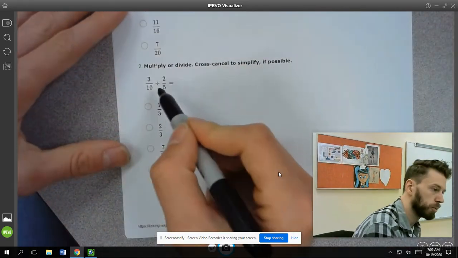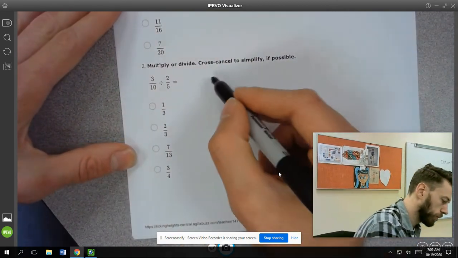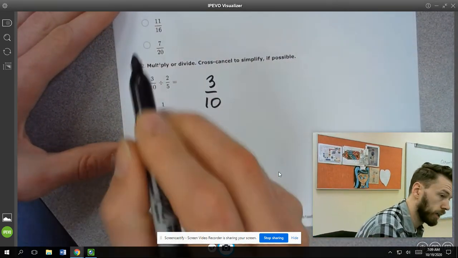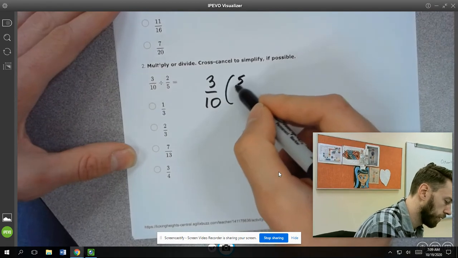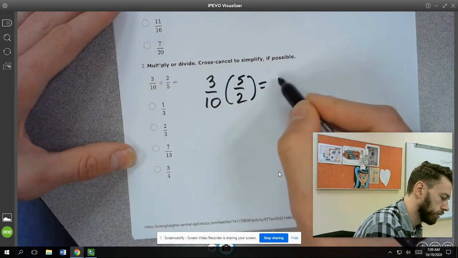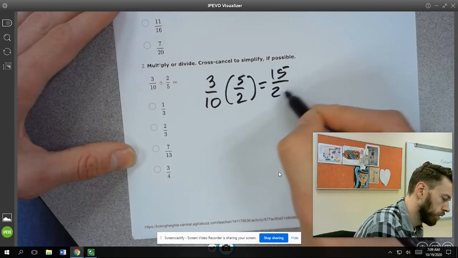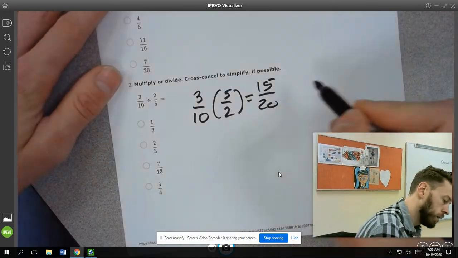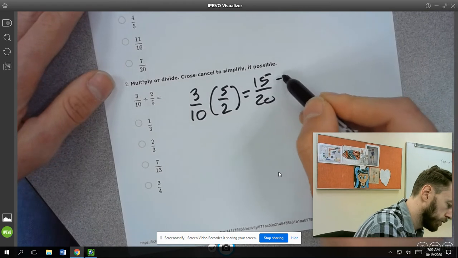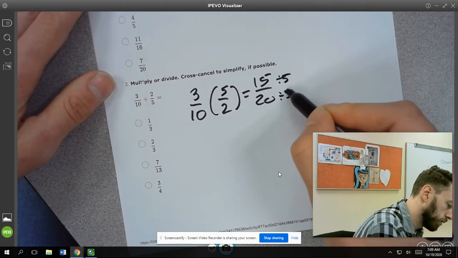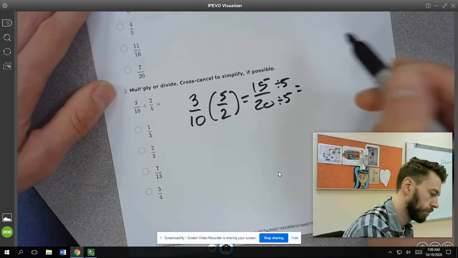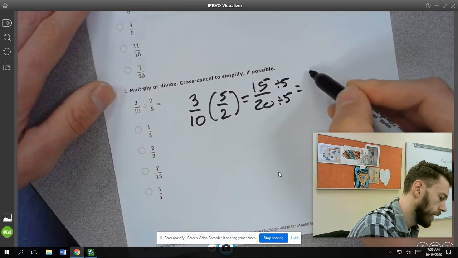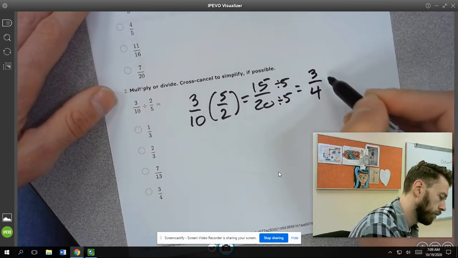Number 2, we've got to divide, which means to multiply by the reciprocal. So I'm going to take 3/10 and not divide it by 2/5, but multiply by 5/2. 15 over 20. The greatest common factor between these two is 5, so I can divide them both by 5 to simplify this down. And 3/4.